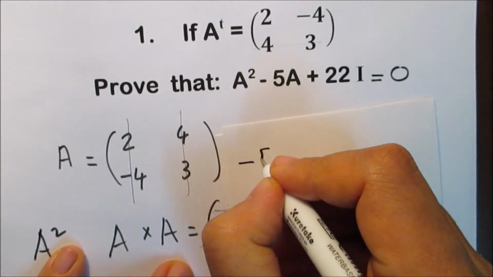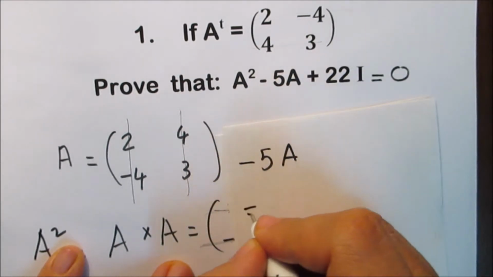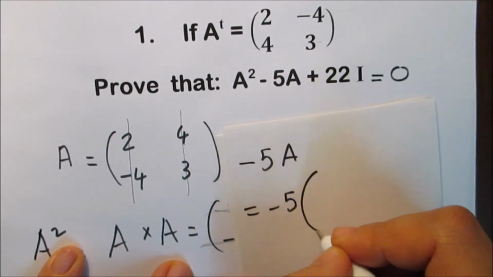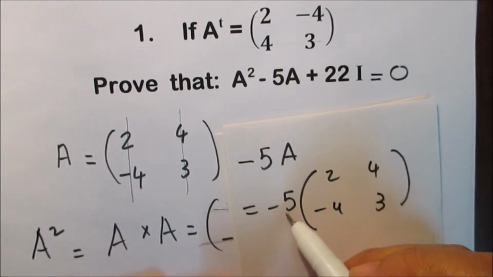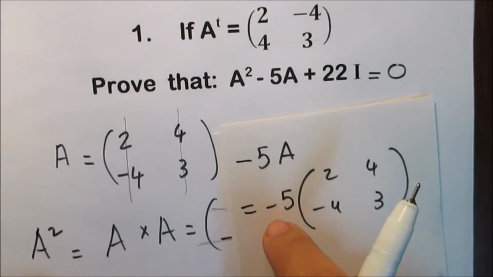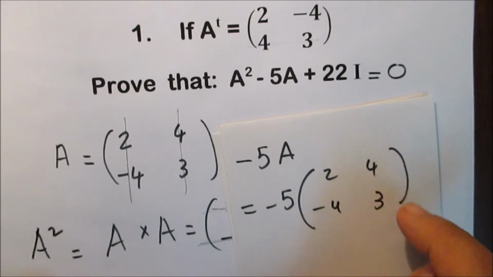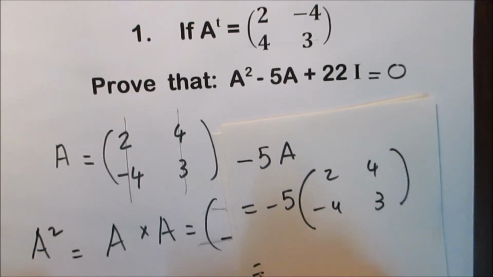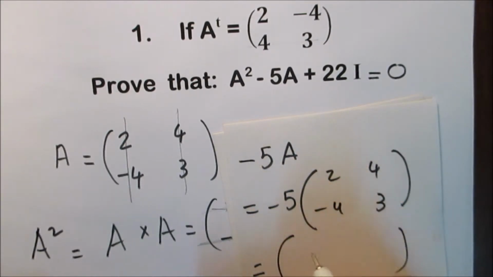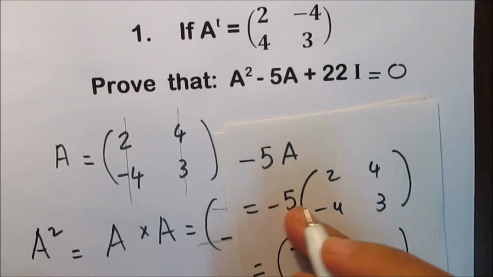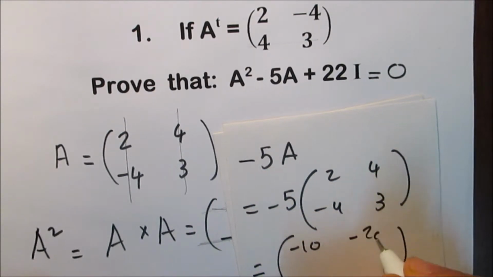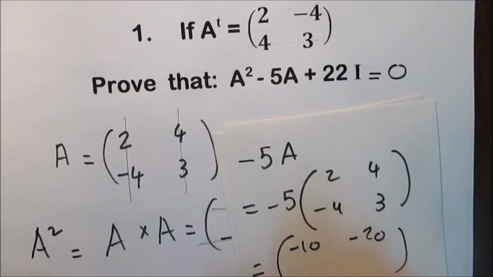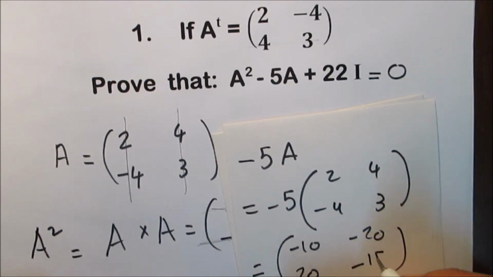So negative 5A equals negative 5 times matrix A. Multiplying a constant times a matrix means that you multiply the constant by each element of the matrix. So this equals negative 5 times 2 is negative 10, negative 5 times 4 is negative 20, negative 5 times negative 4 is positive 20, and negative 5 times 3 is negative 15.